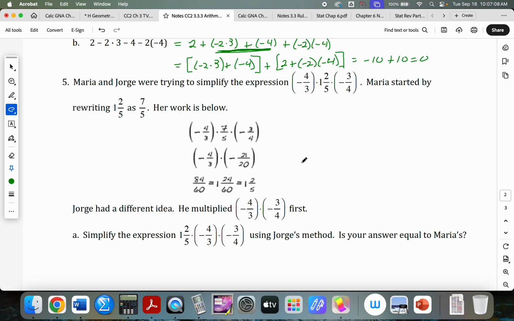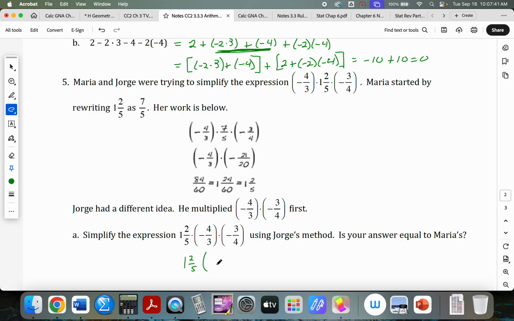Jorge had a different idea, and I must say it's a better idea. He multiplied the negative 4/3 times negative 3/4 first. When you multiply negative 4/3 times negative 3/4, what do you get? 0. Oh, not 0. And you get 1. Be careful. Multiply those together, you get 1. And then you just have the 1 2/5.